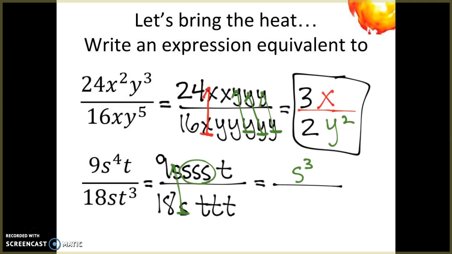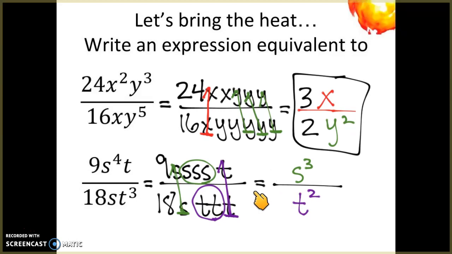If I take care of my t's next, so I have a single t in the numerator. I have 3 t's in the denominator. So that means I can eliminate one of those t's from both the numerator and the denominator. And I have 2 t's remaining in the denominator. So that is going to be t squared when I put it back together.